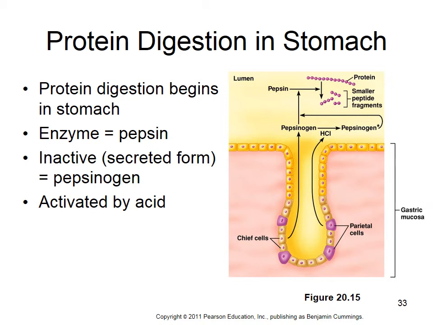Pepsin works best at a low pH. Okay, so as soon as it hits the small intestine, it denatures.